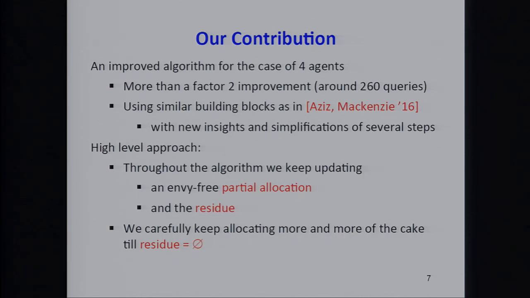And the high-level approach is that, as with any other algorithm on cake cutting, we start from an empty allocation, and we keep building up a partial envy-free allocation and some residue. We keep diminishing the residue until we are left with the empty set.